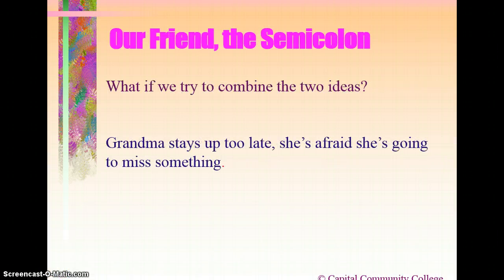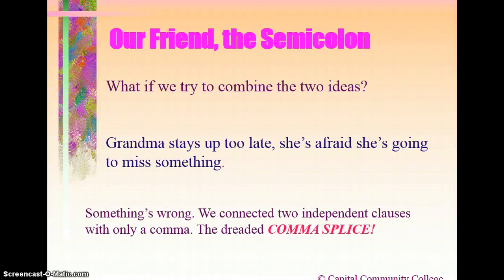So now we've got: Grandma stays up too late, comma, she's afraid she's going to miss something. But this doesn't work. We've connected two independent clauses with a comma. We've created a comma splice. A comma splice is a type of run-on sentence. It's when two independent clauses are joined together with only a comma. This is very, very common in student writing. This is one thing that you should always be on the lookout for when you're proofreading your own papers. So, how do we fix this?